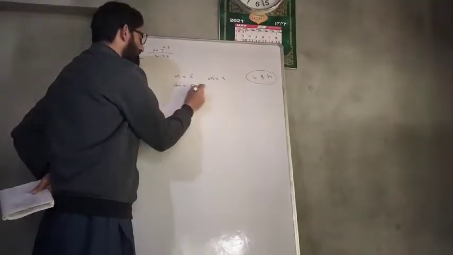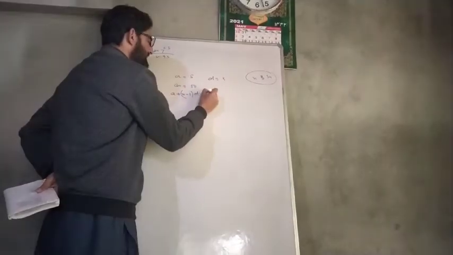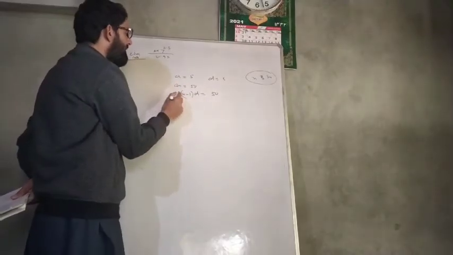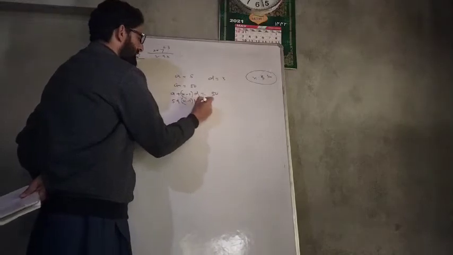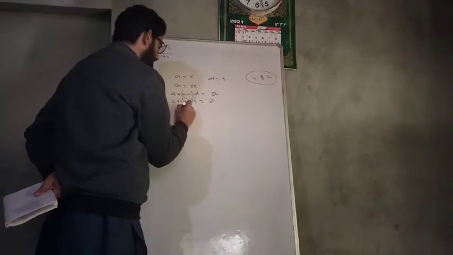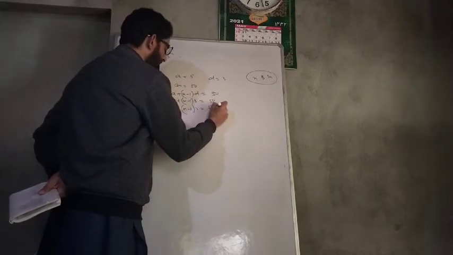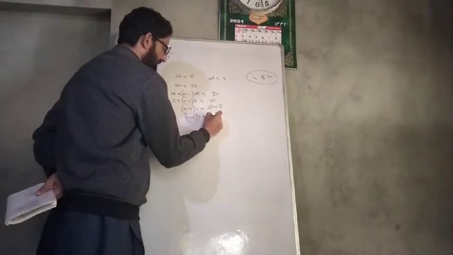Here we go. a is equal to 5 and d is 3. an is equal to 50. an is a plus n minus 1 into d, which is equal to 50. So we write 5 plus n minus 1 into 3 is equal to 50. So n minus 1 into 3 is equal to 50 minus 5, which is 45.